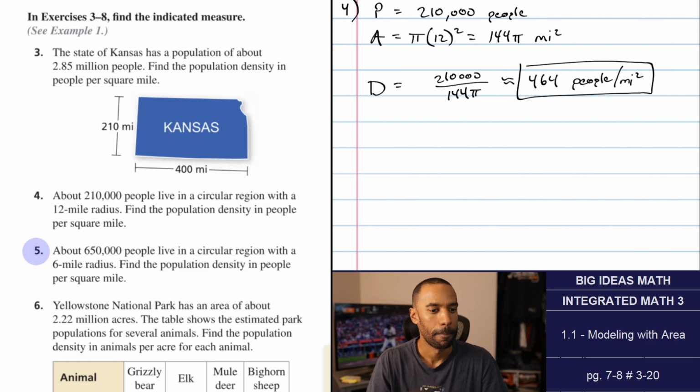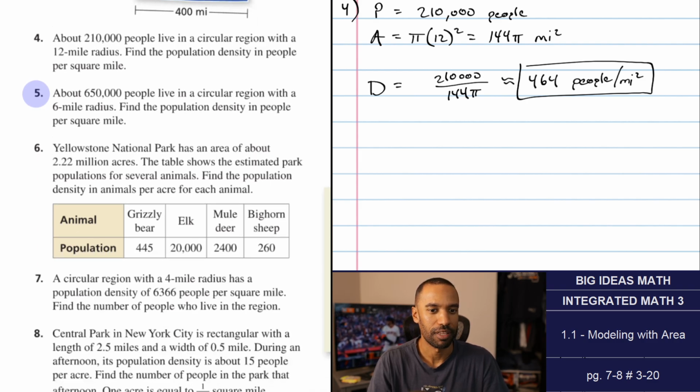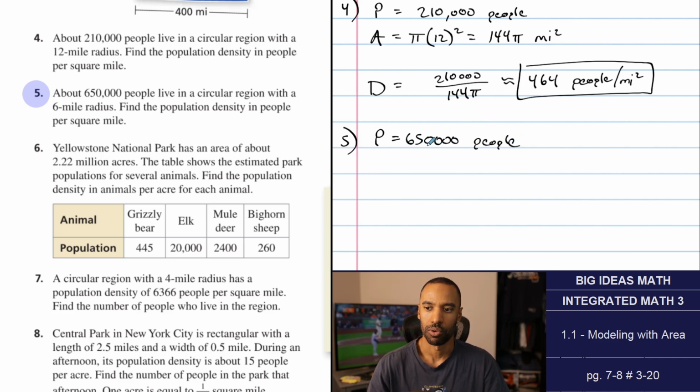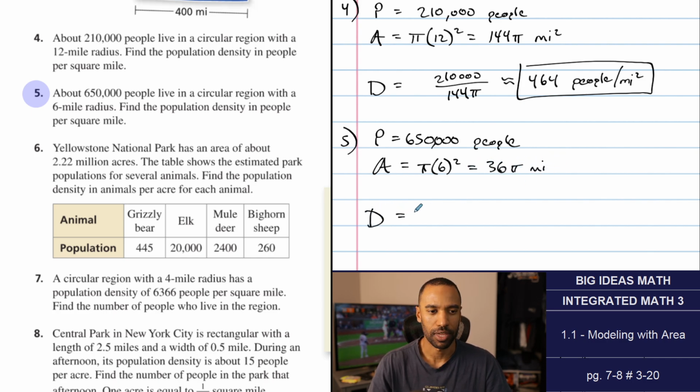All right, number 5. About 650,000 people live in a circular region with a 6-mile radius. Find the population density. So we just did one like it. Let's jump into one again. Not much to explain this time. So that many people, and then area is pi times 6 squared, which is 36 pi square miles. So once again, doing the same thing unless I missed something. Circular region, nope, same thing.